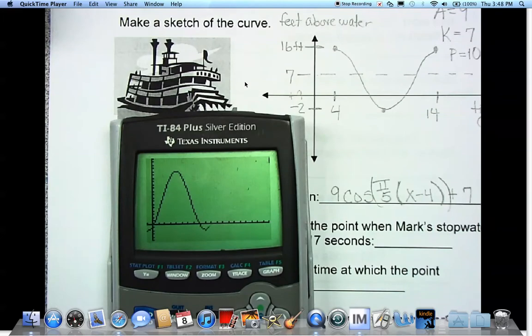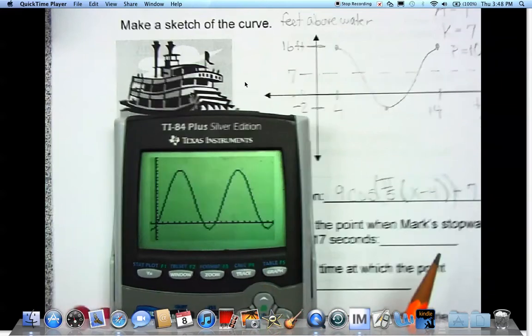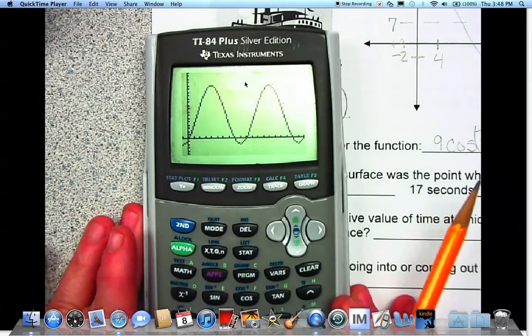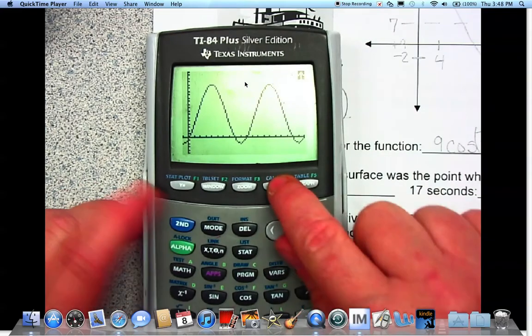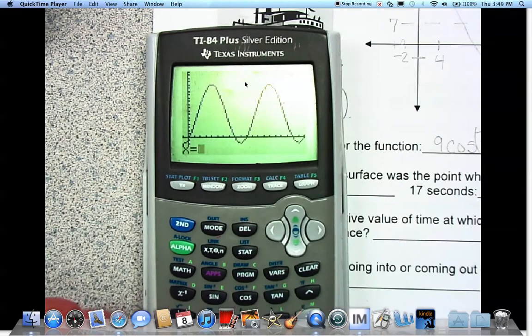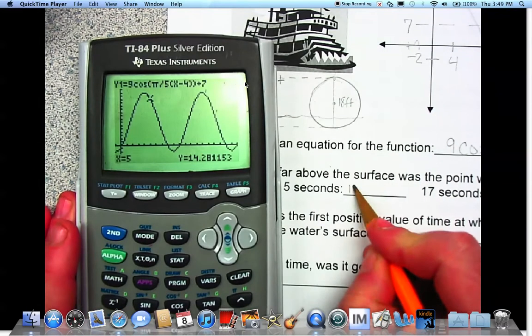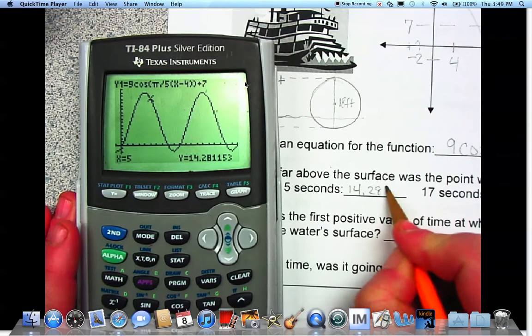Yeah, that middle cosine right there is the one that we have drawn. Then it says 5 seconds. What was the height above the water? So how do we do that? Second, trace, down. So it's 14.281 feet above the water surface.